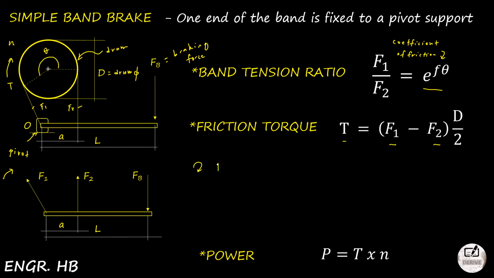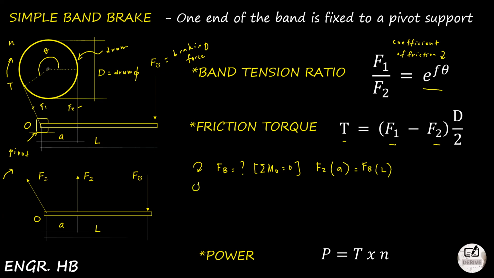Ang ating braking force here is, pwede tayong mag-summation of moment at this point O. That will be the pivot. So summation of moment about O is 0. That will be F2 times a is equal to F_B times length. F2 times a and F_B times length.